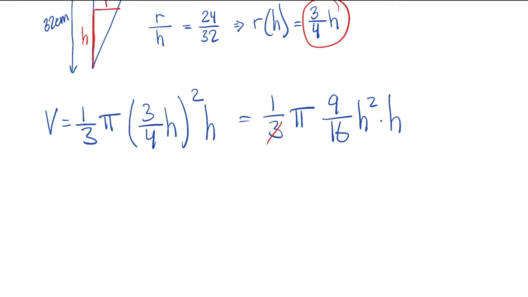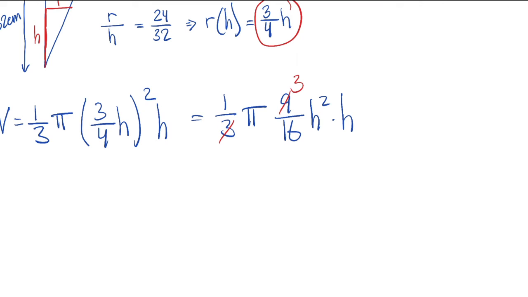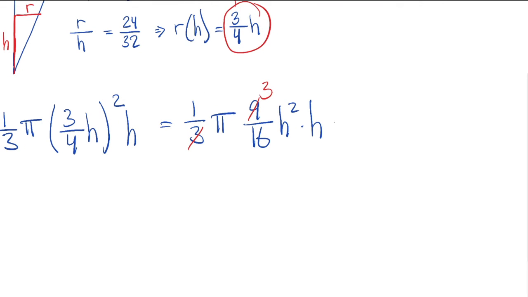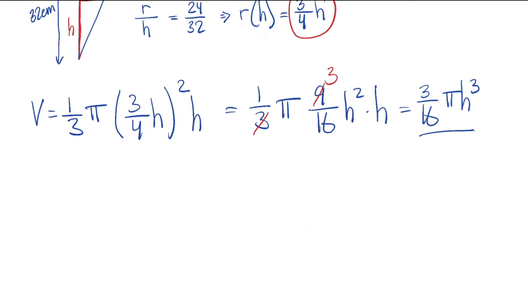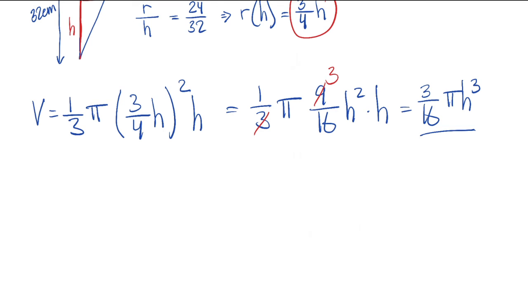This 3 cancels, and we're left with a 3 up here. And now if we clean it up, we're going to get 3 over 16 pi h cubed. So that is our formula for the volume of the water. Now we need to differentiate it.